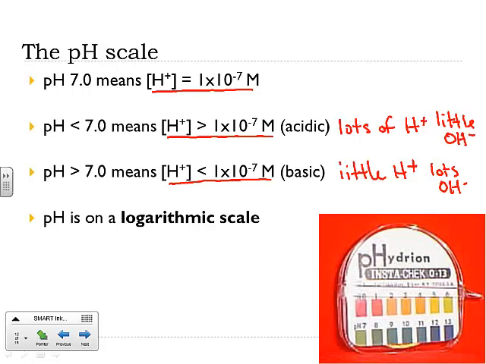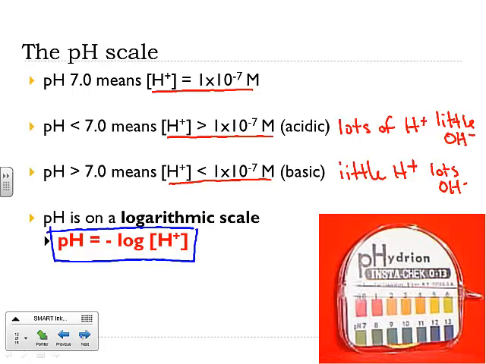pH is measured in what's called a logarithmic scale. And so the equation is that pH equals negative log of H+. We'll be using this quite a bit in a second. But do you notice that a pH of 7 meant that H+ was 1 times 10 to the negative 7? So this is a logarithmic scale. It's on a power of 10, and 7 meant that the exponent was negative 7.